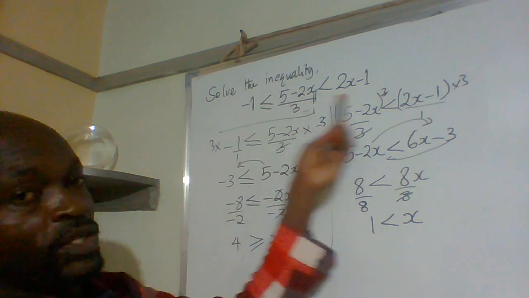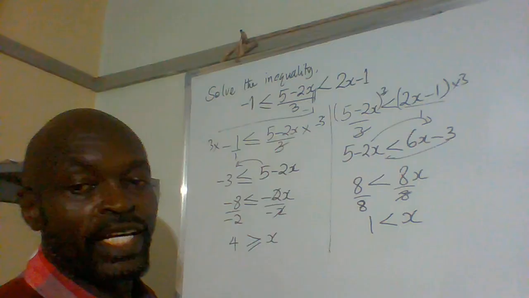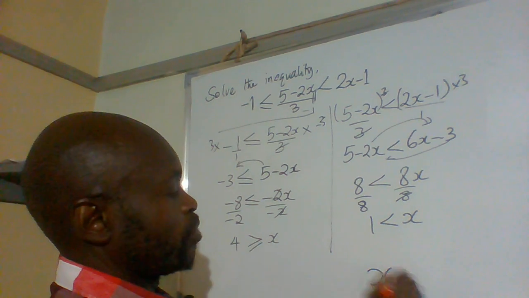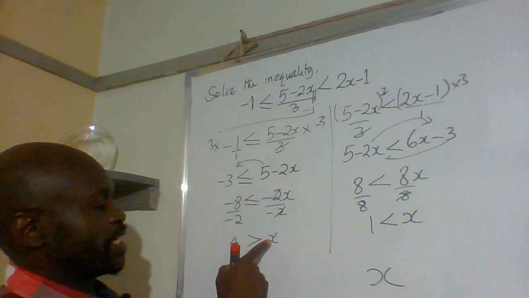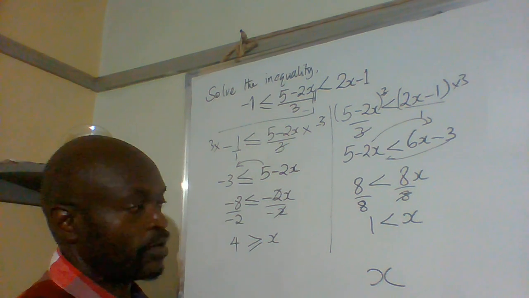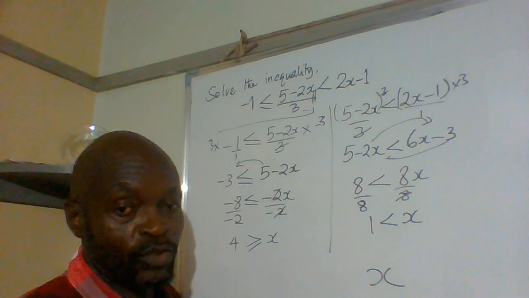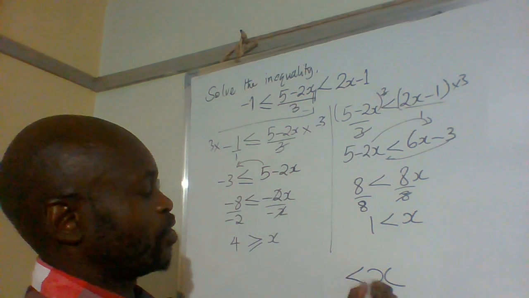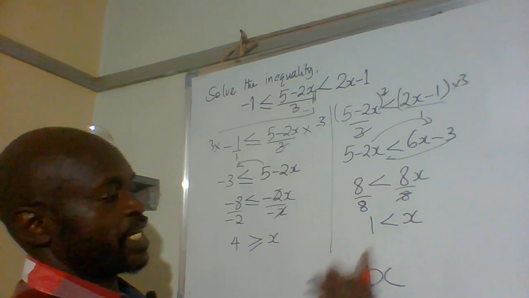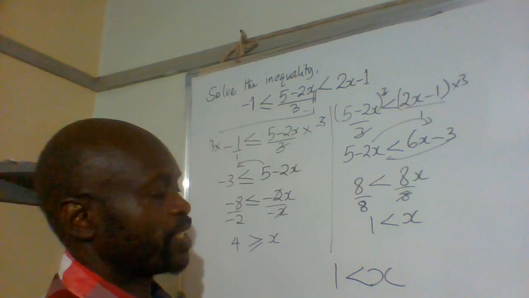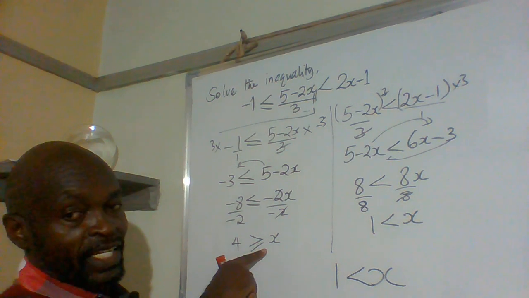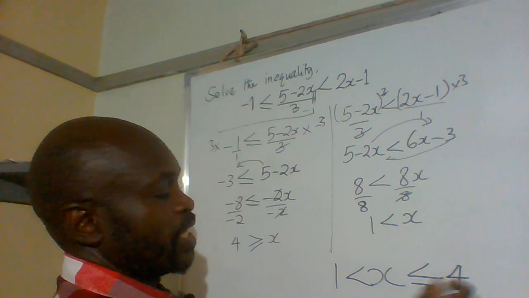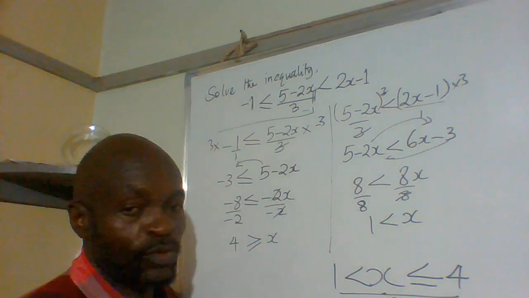Now, because it was a compound inequality, our solution must also be a compound solution. So we combine these two. We have x is less than or equal to 4, but x is greater than 1. It's always advisable to start with the smaller number on your left-hand side. So in this case, we know 1 is less than x, or x is greater than 1, but the same x is less than or equal to 4, and this is the solution to the inequality that we are given.